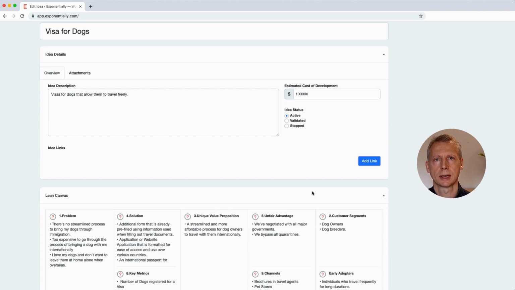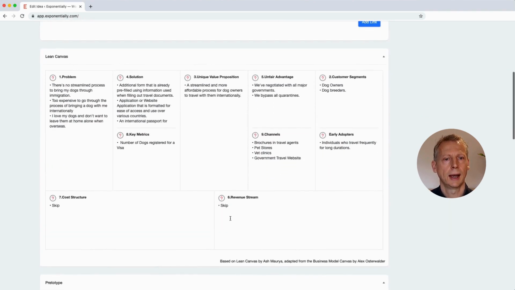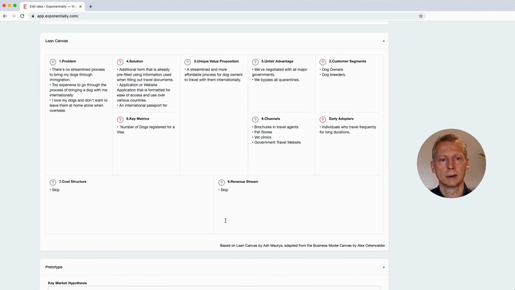If we jump across to the customer segments on the right, we'll see at a high level, these are dog owners and dog breeders potentially, but the early adopters are what we really care about in the beginning, who are the people who are most likely to use our service when we launch it. And this is individuals who travel frequently for long durations. And you can imagine business travelers as an example.